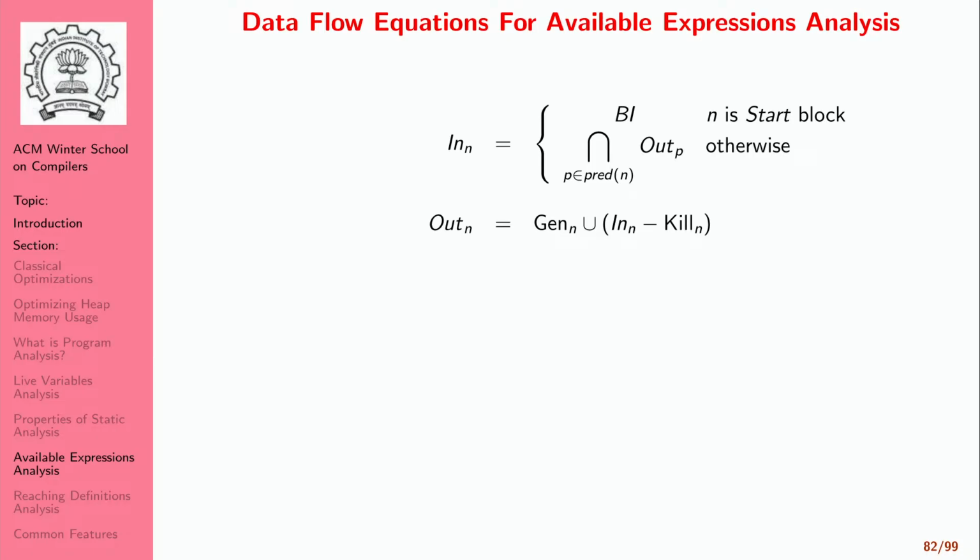Live variables analysis is a backward data flow problem, available expressions analysis is a forward data flow problem. Live variables analysis is a union data flow problem, available expressions analysis is an intersection data flow problem. Live variables analysis talked about variables, available expressions analysis talks about expressions. So there are similarities and there are differences. At an abstract level, they are all similar.